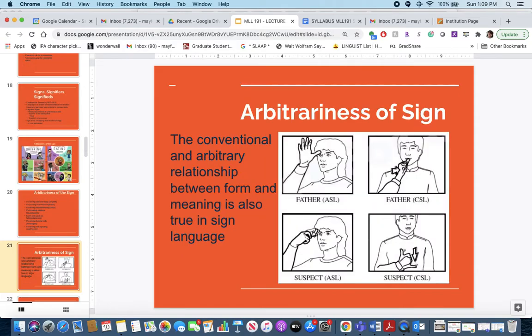We can also see this with sign language, that there is an arbitrary relationship between the form and the meaning, the sign and the signified. So, father in ASL, in American Sign Language, you would put your hand closer to the forehead, and then your thumb is on your forehead. Whereas father in Chinese Sign Language has your thumb near your mouth. The same for suspect. You'd have your index finger twirling up near your forehead and going downward. Whereas suspect in Chinese Sign Language looks more like an aloha in Hawaii. You have a shaka and you're pressing it downward.